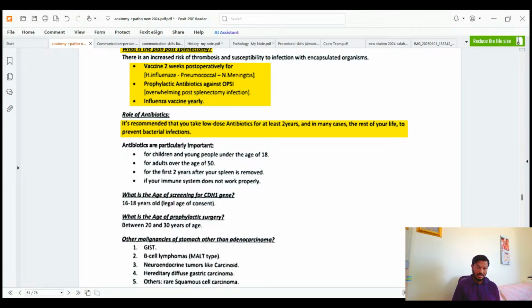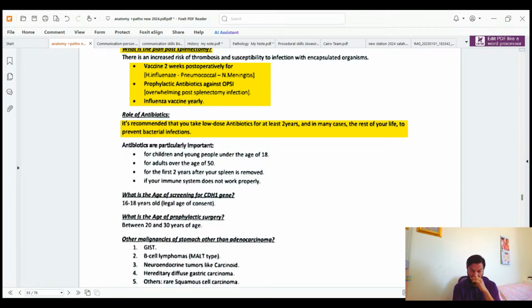It is recommended to take a low dose of antibiotic for at least 2 years, and in many cases, for those who are immunocompromised, lifelong, to prevent bacterial infection. Antibiotics are particularly important for children and young people under the age of 18, and for adults over the age of 50.